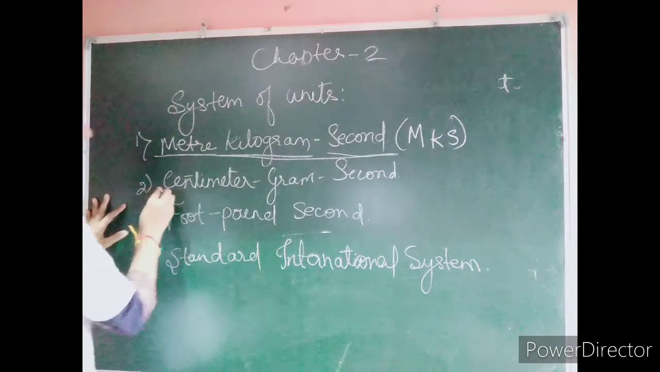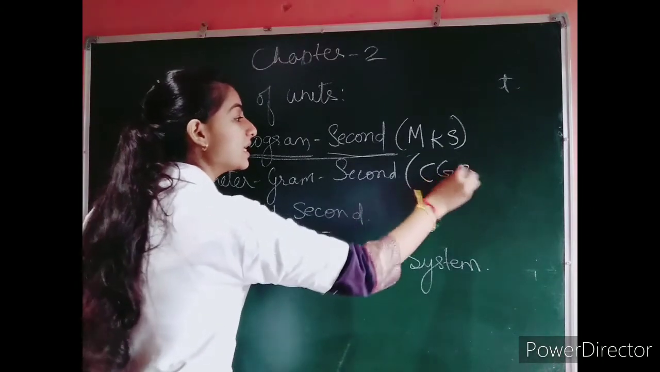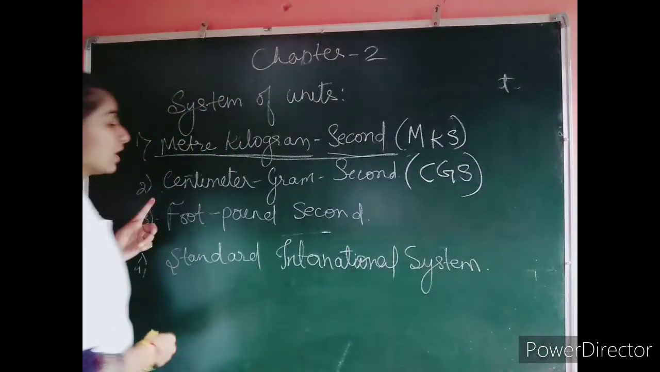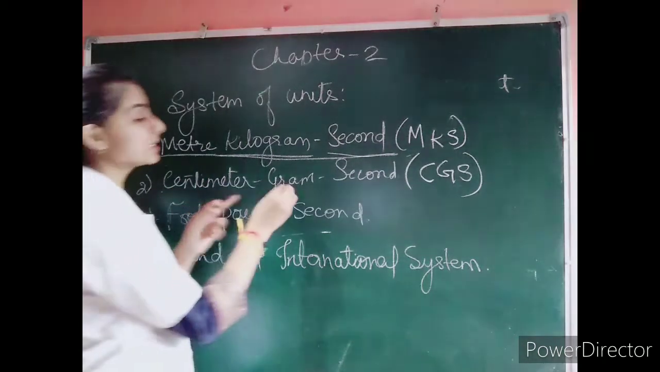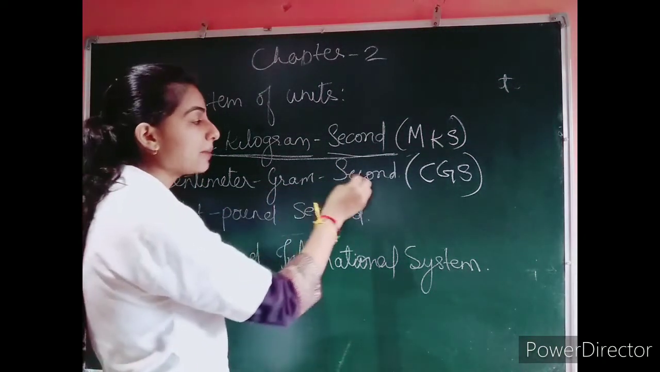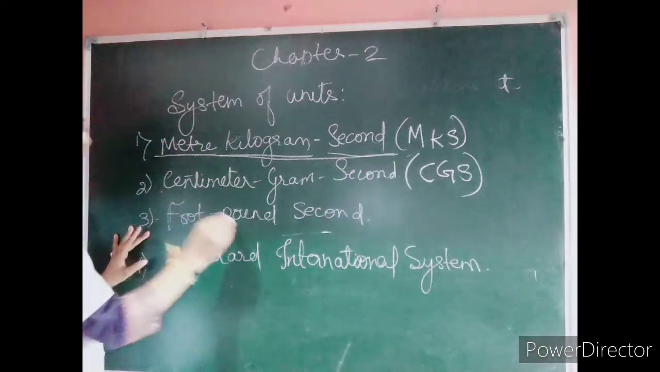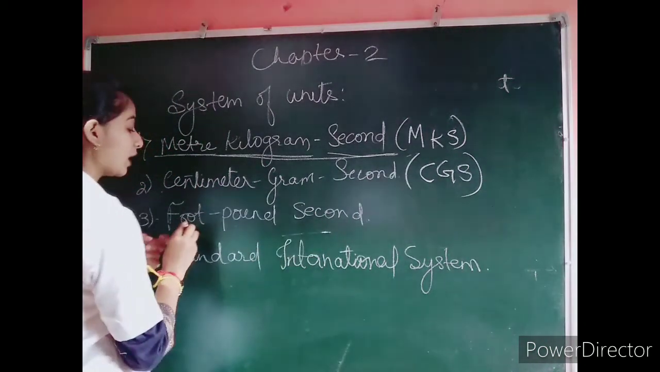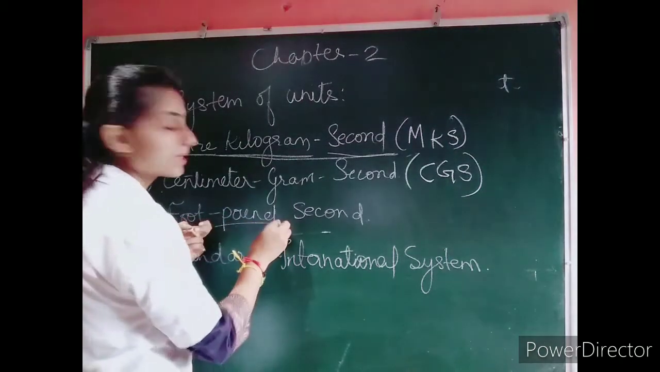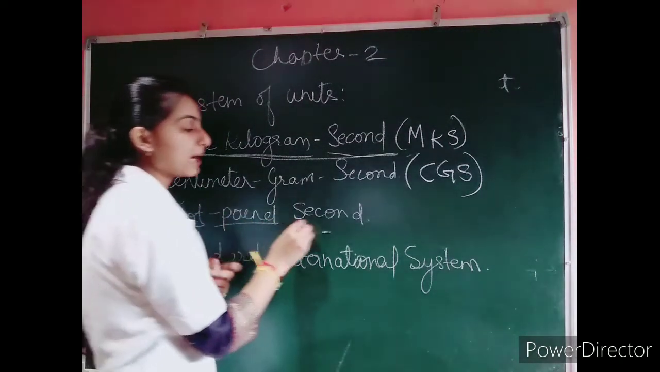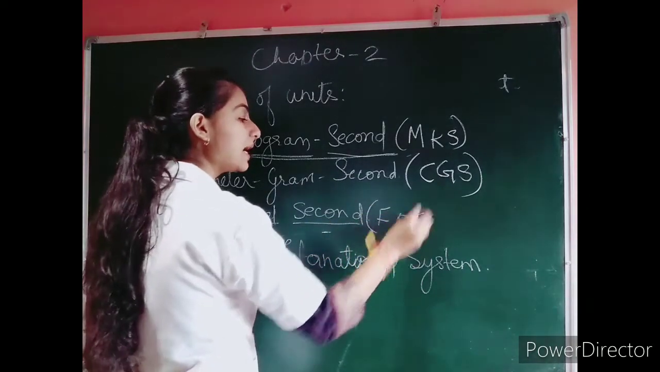Now second, centimeter, gram, second, this is called CGS system. In this system, length is measured in centimeter, mass is measured in gram and time is measured in second. Third, foot-pound-second. Now, length is measured in foot, mass is measured in pound, and time is measured in second. This is called FPS system.